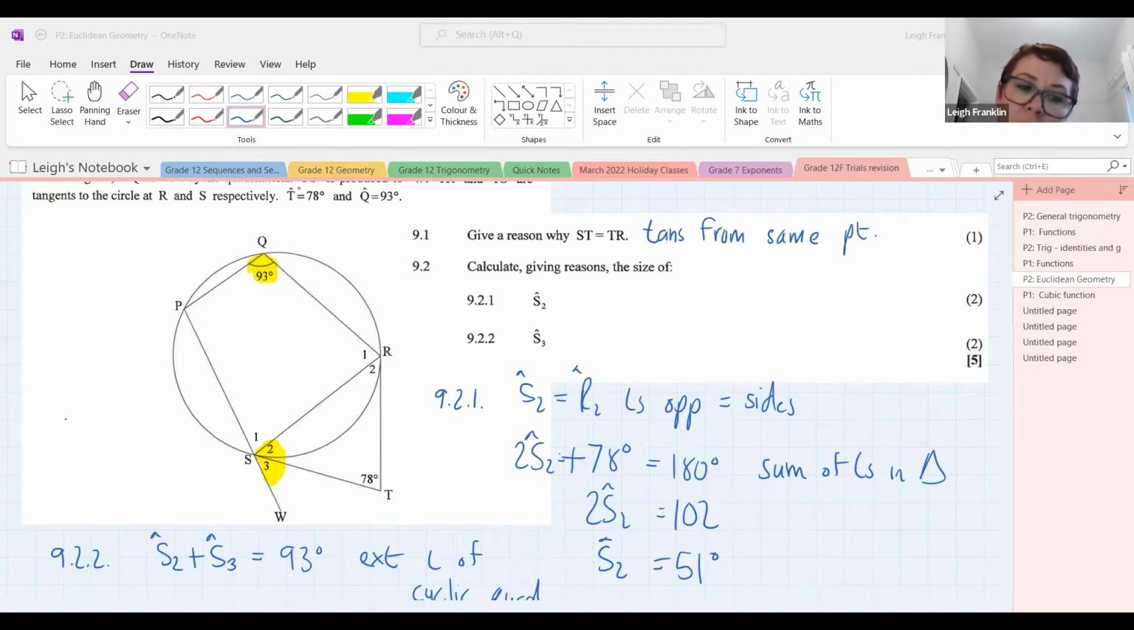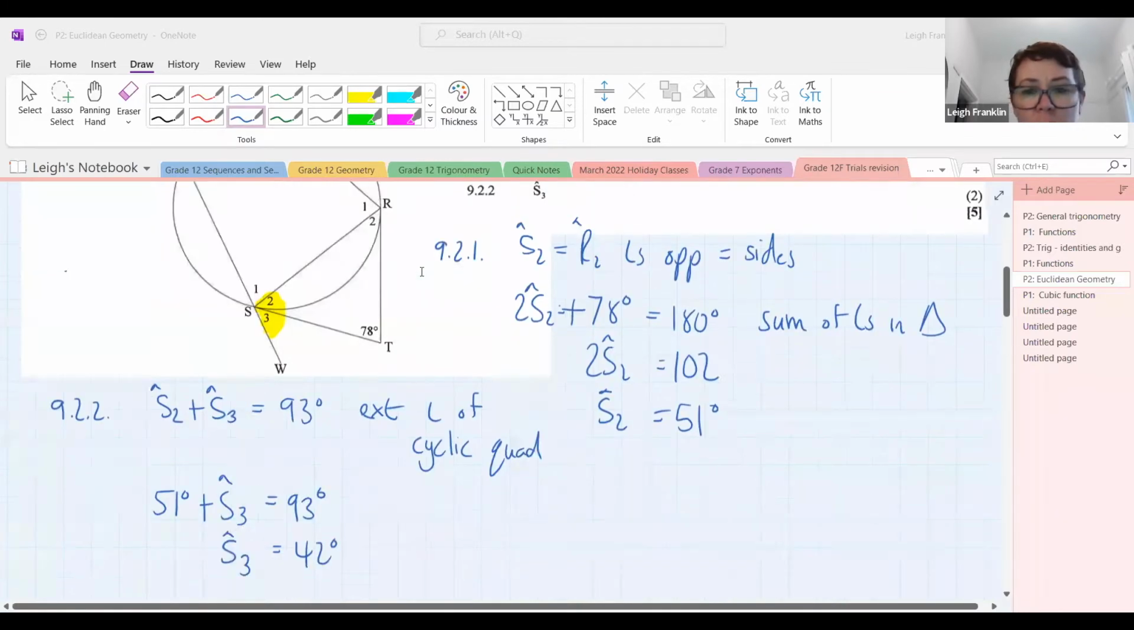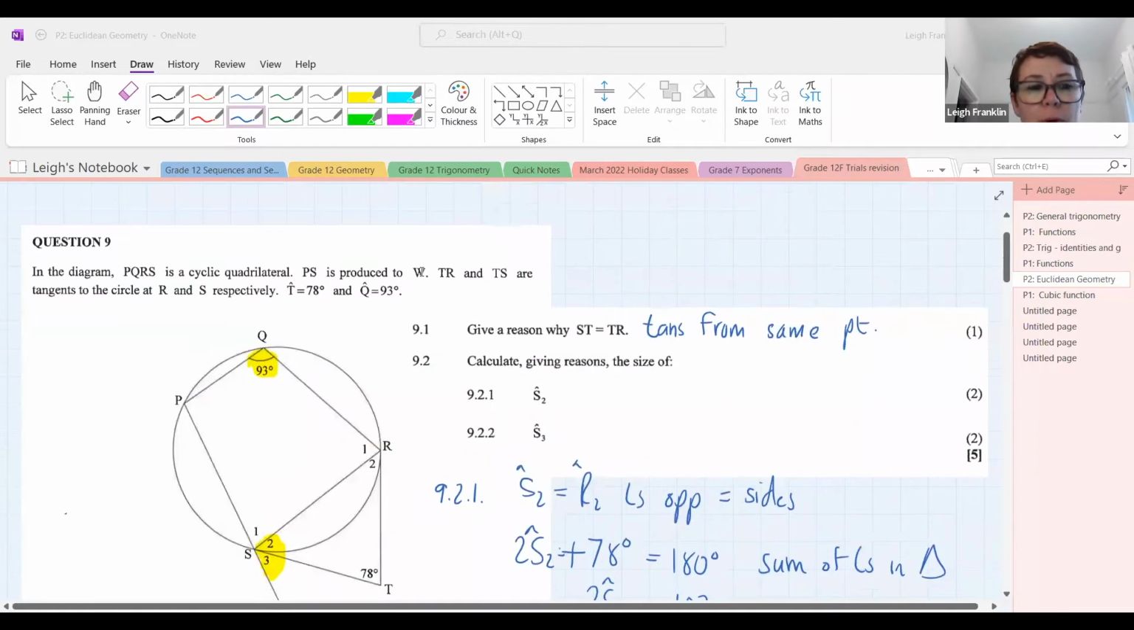So ST is not an extension of PS. It has to be along the same straight line. Is everybody okay with that? Any questions? All good.